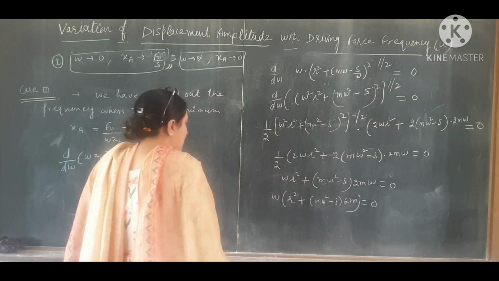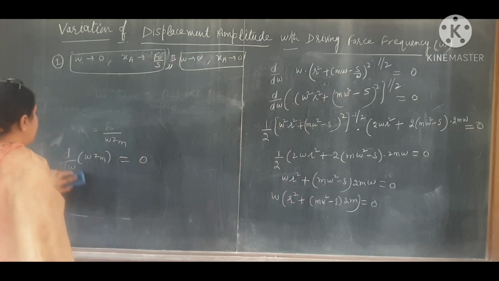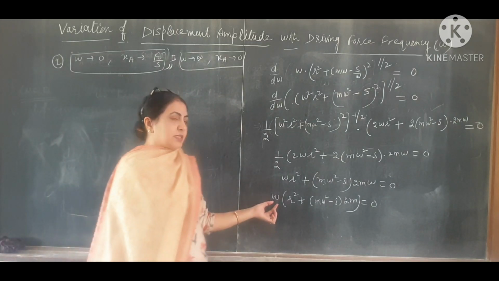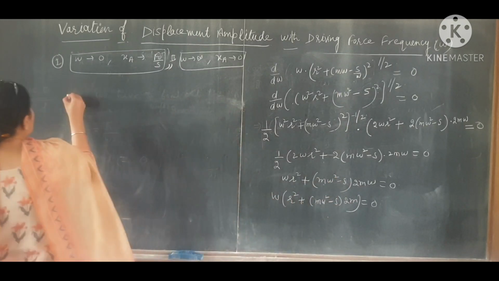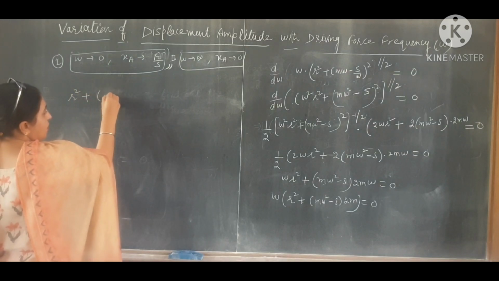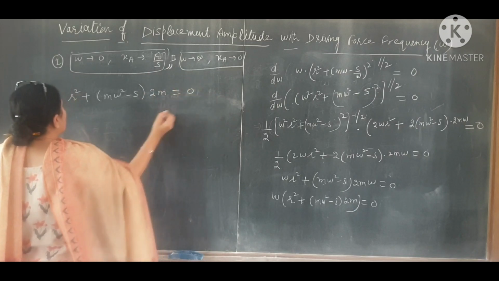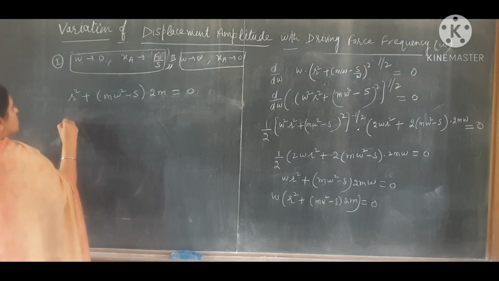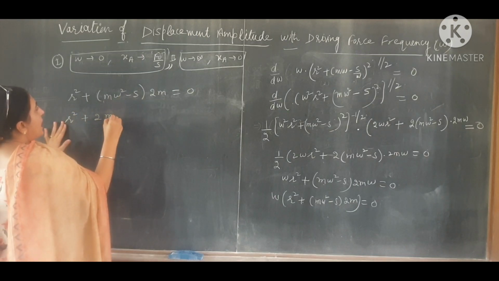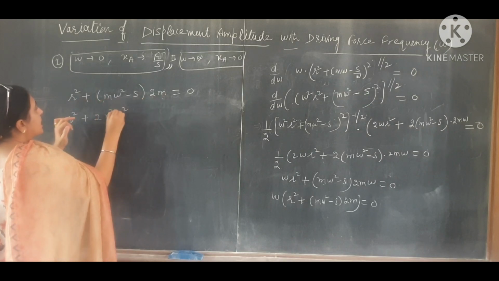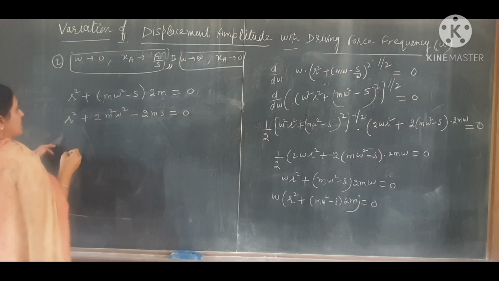Omega can't be equal to 0. So the term inside the bracket will be 0, because this frequency is not 0. So r square plus (m omega square minus s) 2m is equal to 0. Or we can say r square plus, opening it, 2 m square omega square minus 2ms, is equal to 0.